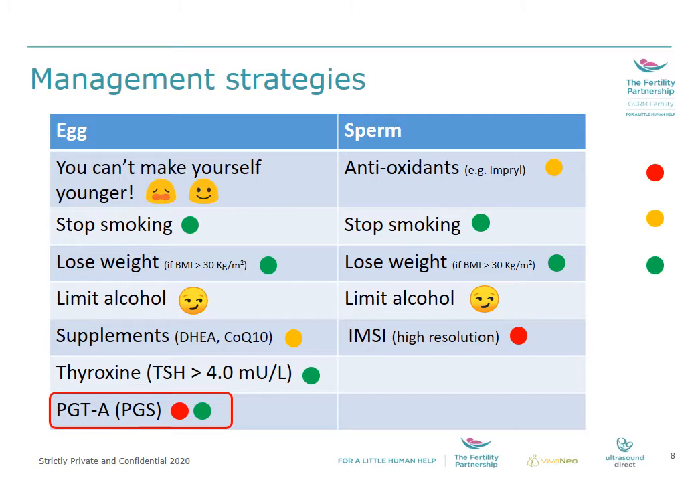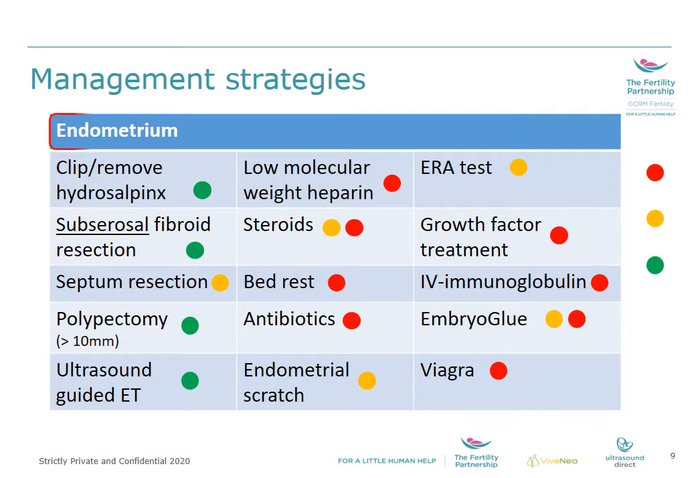So that's the other side of the coin, but I'll focus on that a bit later with recurrent miscarriage. What about the lining of the womb? Well, if you have a damaged fallopian tube, a hydrosalpinx, then clipping it or removing the tube has been shown to improve the chances of IVF by 40%, so quite a substantial increase.